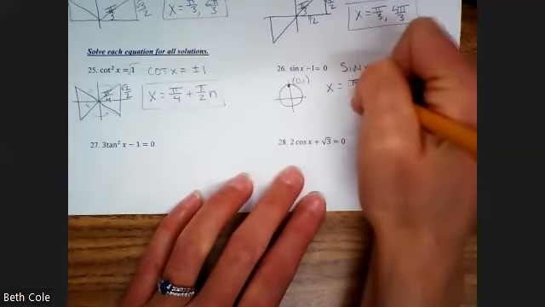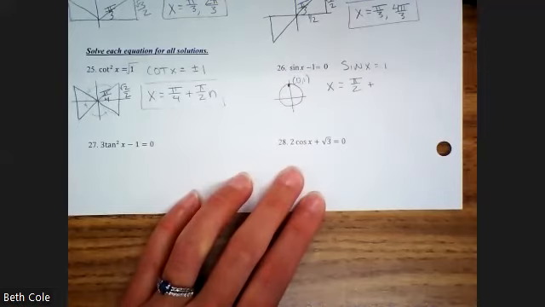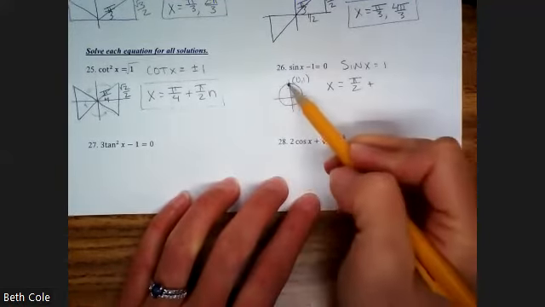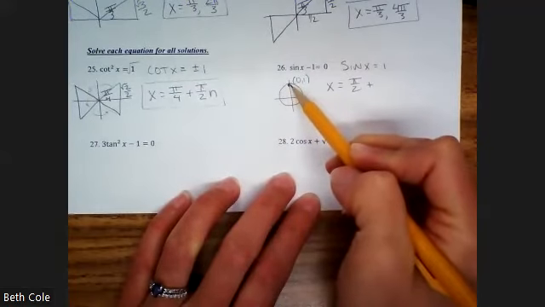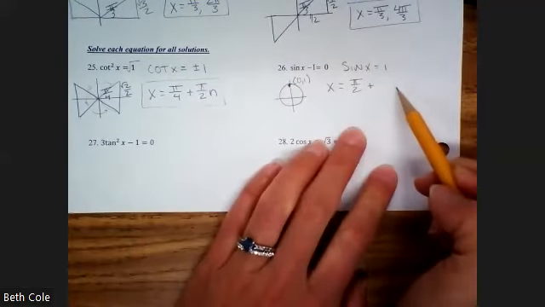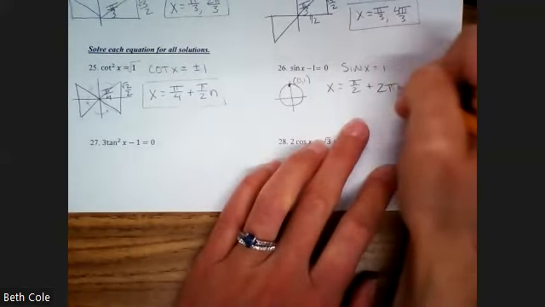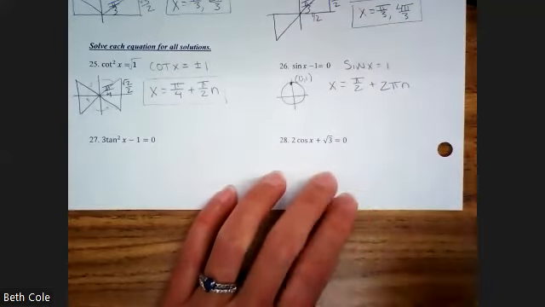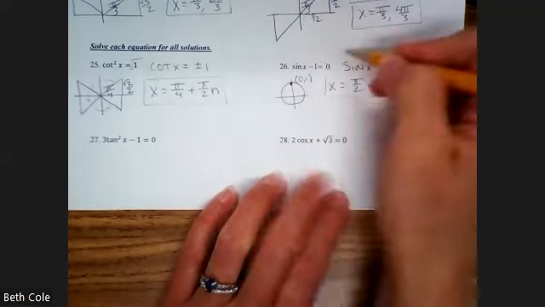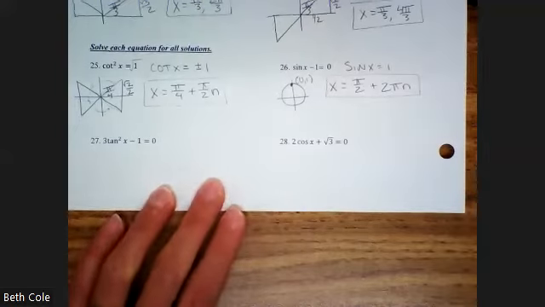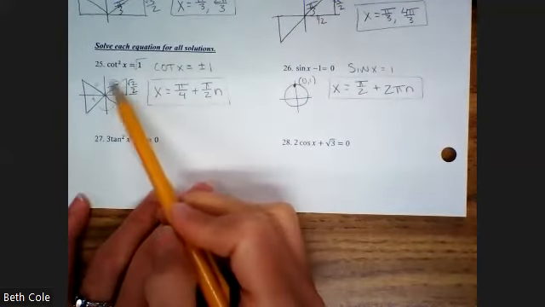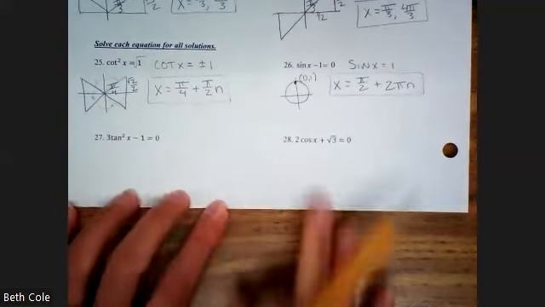Good. Pi over 2. And then you have to decide, what are we going to add on to hit that answer again? Well, you have to go the whole way around to get there again. So we would add what? 2 pi n. You have to go the whole way around to get back to that answer. So again, it's either the whole way around, halfway around, or a quarter of the way around. And this is the only one that works for a quarter of the way around.